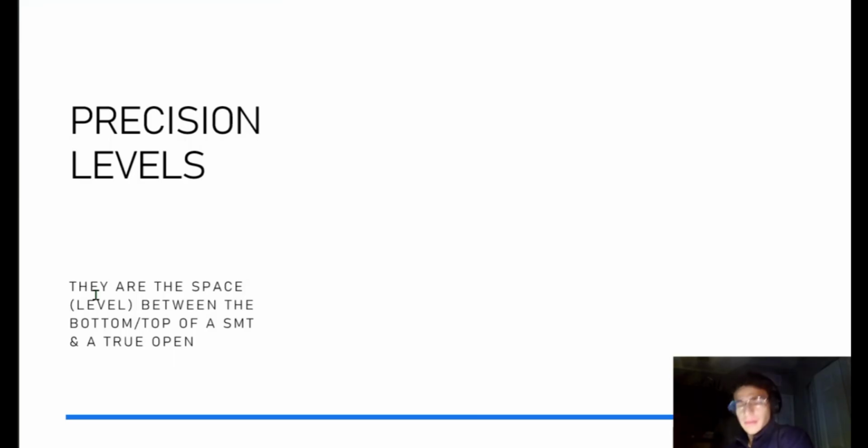I'm going to be explaining a little bit on how to find algorithmic, I don't want to say algorithmic, but just an area where you can find extremely precise entries, very explosive moves. It's called a precision level. A precision level is an area between the bottom or the top of a failure swing and the true open. It's a level where price does not like to be for a very long time.